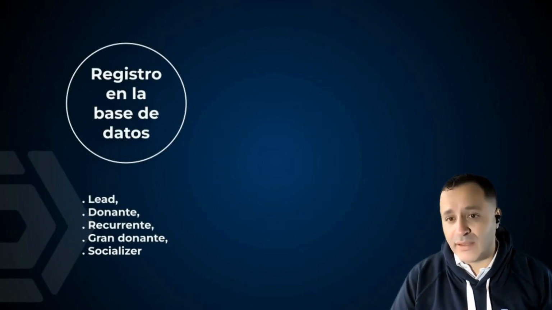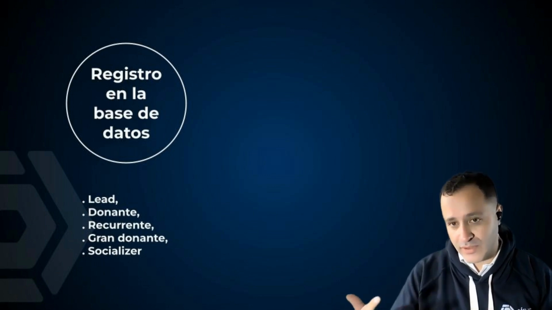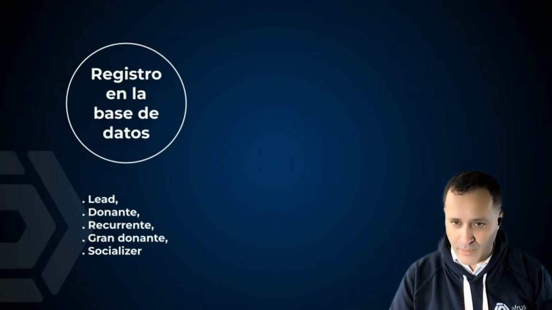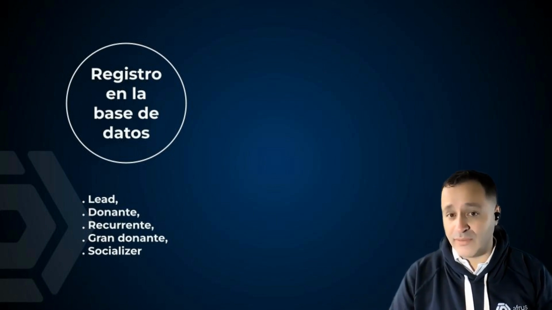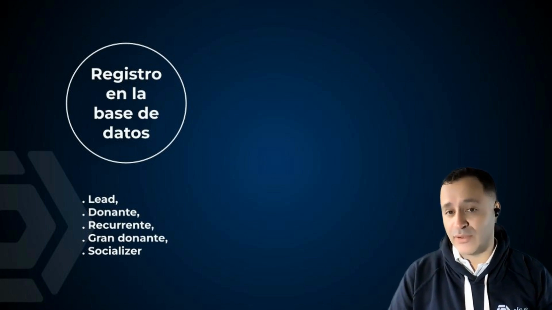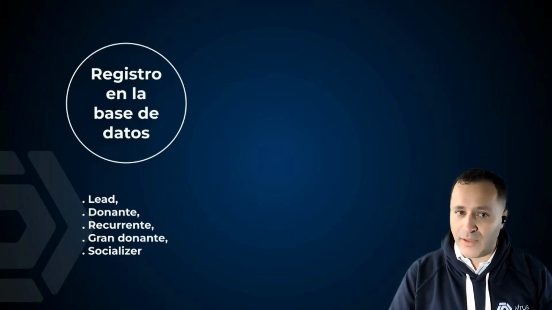And well, then a record in the database can be a lead, a donor, a recurring donor, a major donor, or a socializer. Then I repeat the sequence. A lead can become a donor, becoming a one-time donor. They can become a recurring donor and say, hey, I'm going to make a recurring donation every month. They can also be a major donor who supports you significantly. Finally, they can help spread your cause.